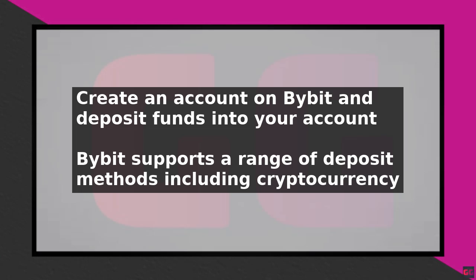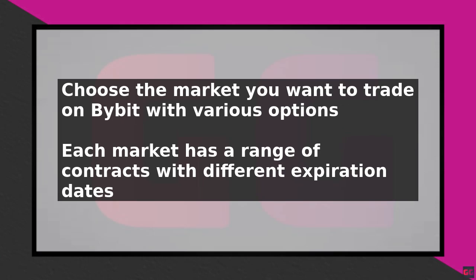To get started, you will need to create an account on Bybit and deposit funds into your account. Bybit supports a range of deposit methods, including cryptocurrency and fiat currency. Once your account is funded, you can navigate to the futures trading platform, where you will see a range of markets and contracts to choose from.